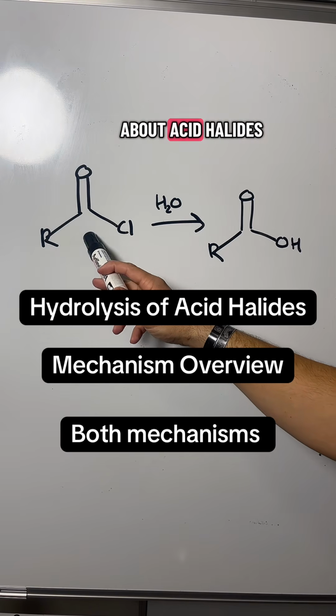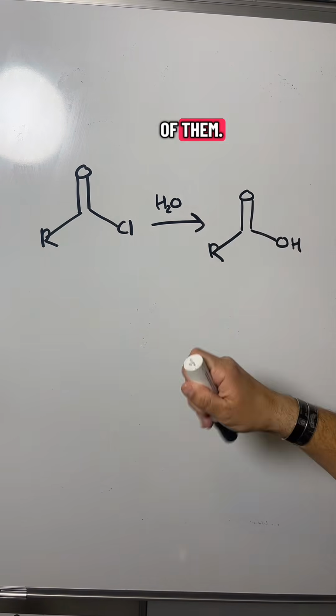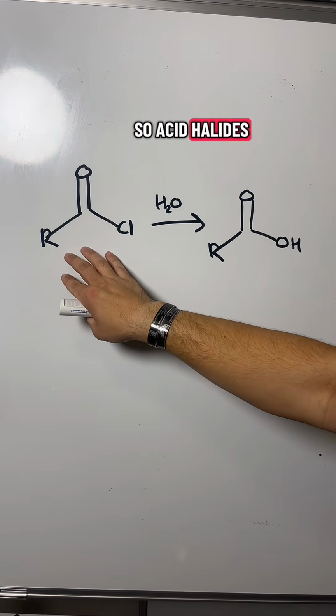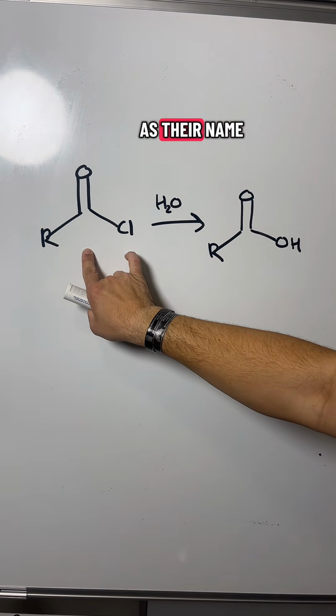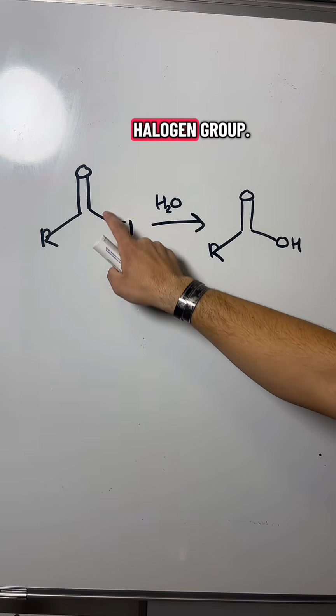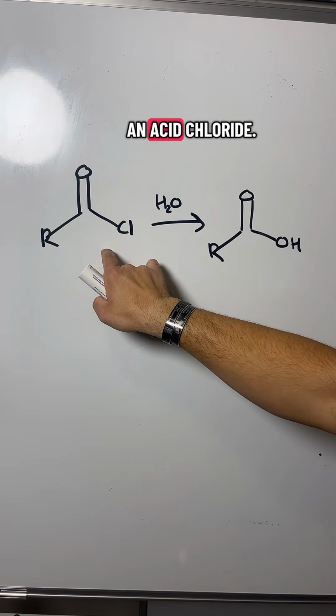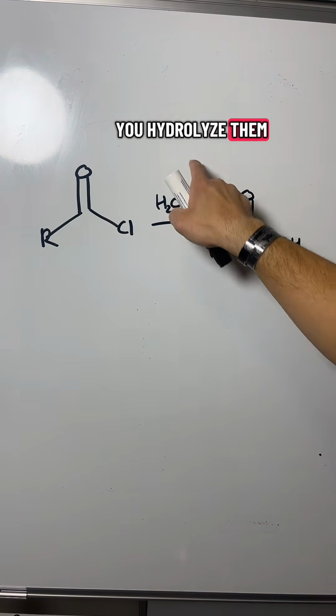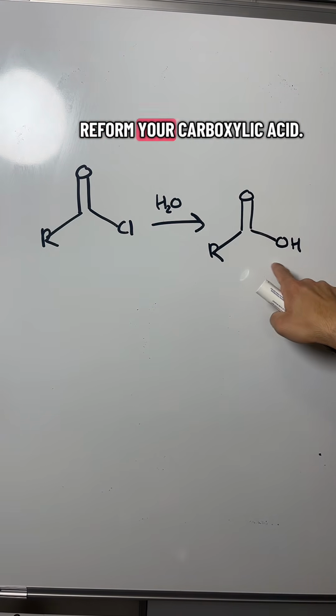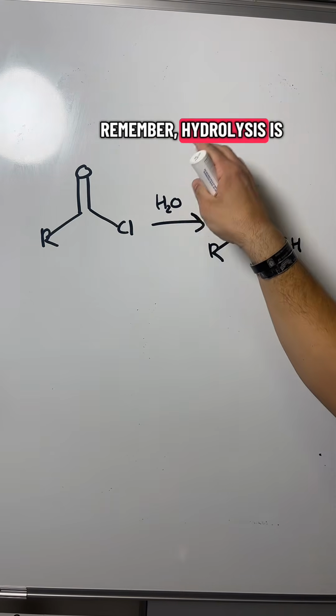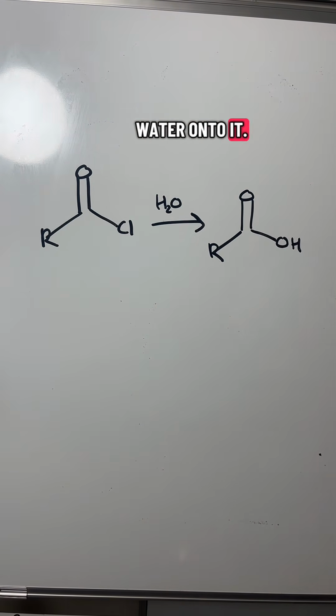Okay, let's talk about acid halides and the hydrolysis of them. So, acid halides are a carboxylic acid derivative, as their name implies. However, they have a halogen group. In this case, I'm using a chlorine in place of the OH. This would be an acid chloride. You hydrolyze them with water to reform your carboxylic acid. Remember, hydrolysis is where we add water onto it.